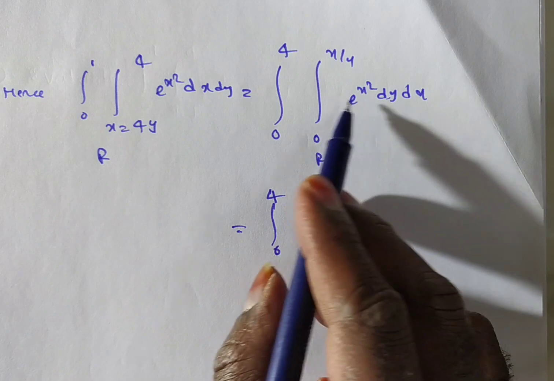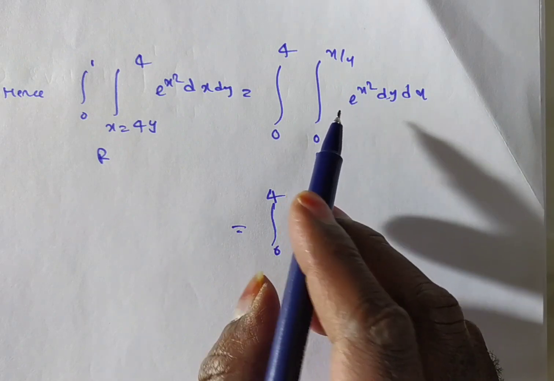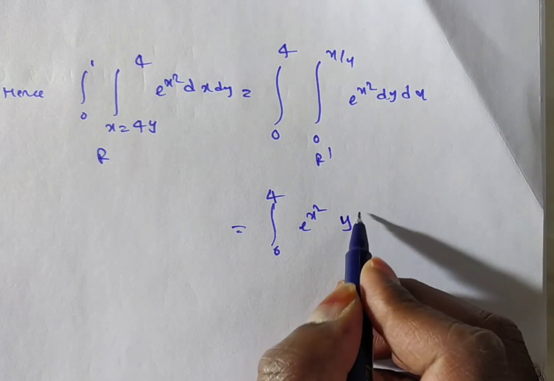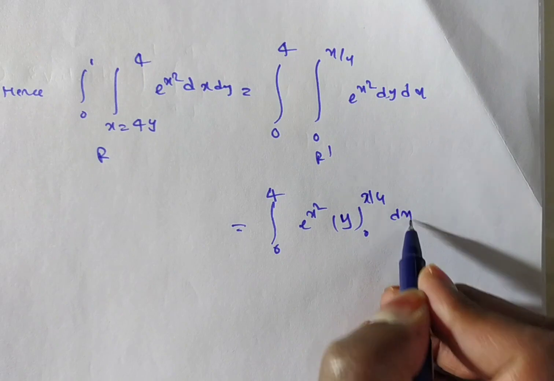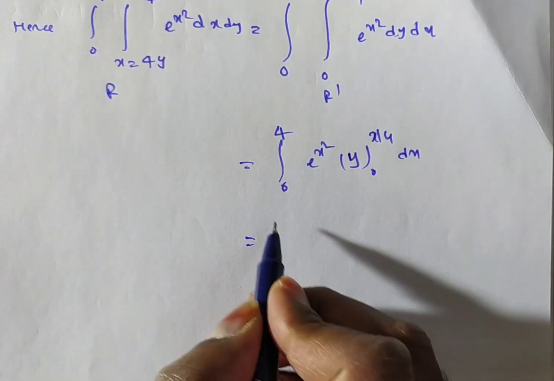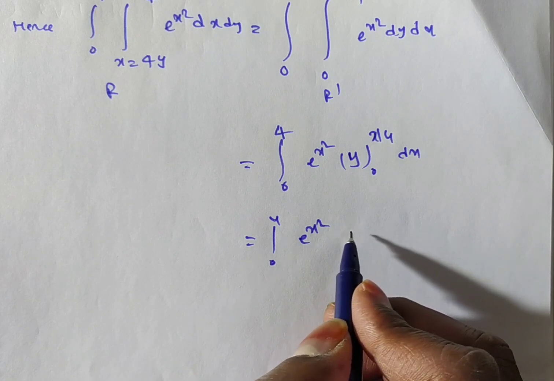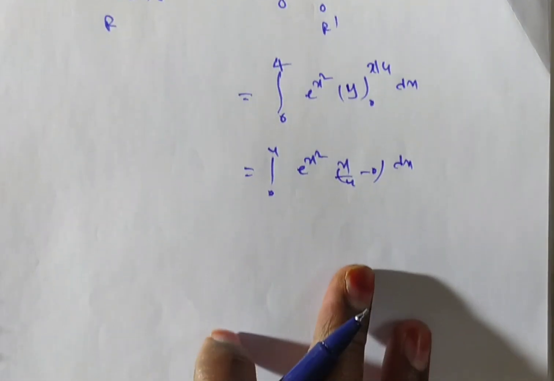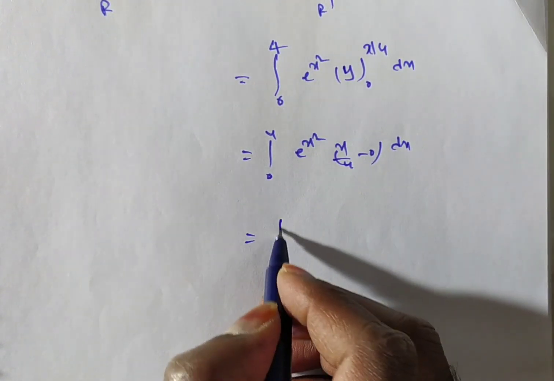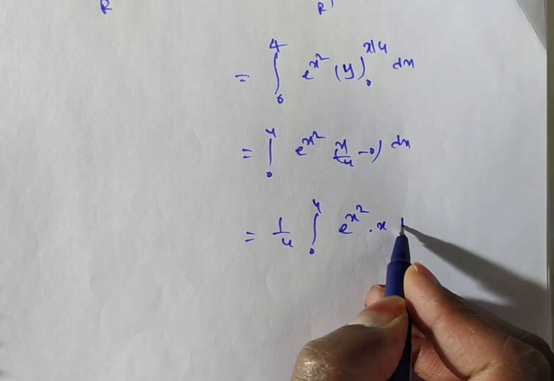Integration with respect to y, where you don't have a y function, you can take a constant that has a 1. 1 integration with respect to y is y. Limits from 0 to x by 4 into dx. So this is equal to integral 0 to 4 e power x square, and if the upper limit is substituted then you will have x by 4 minus 0 into dx. So now you have to do the integration. 1 by 4 is outside, integral 0 to 4 e power x square into x dx.